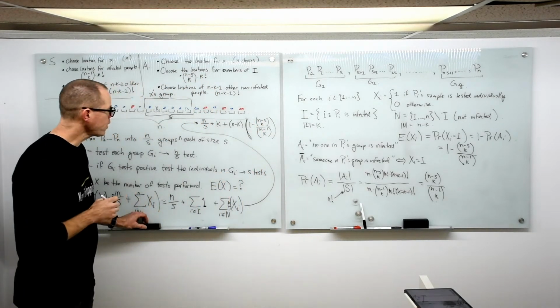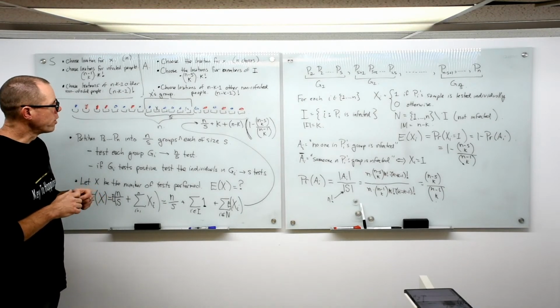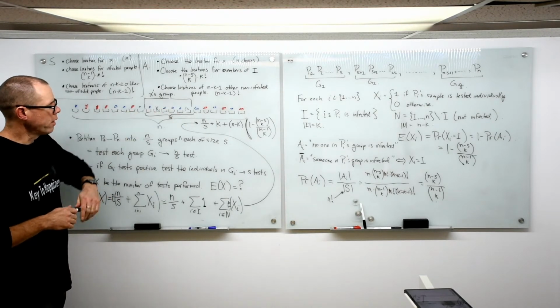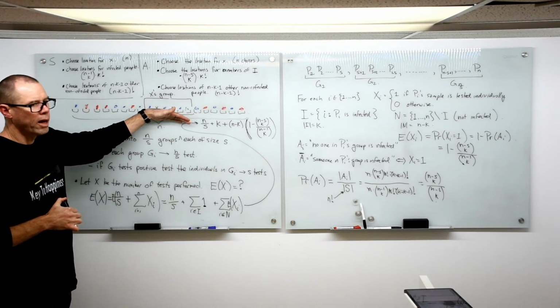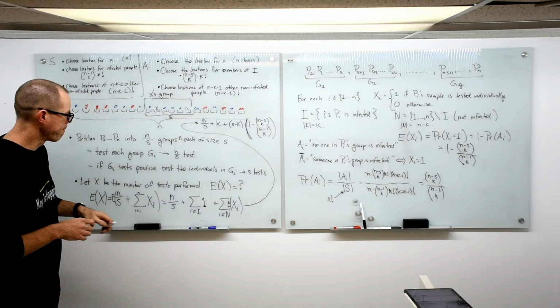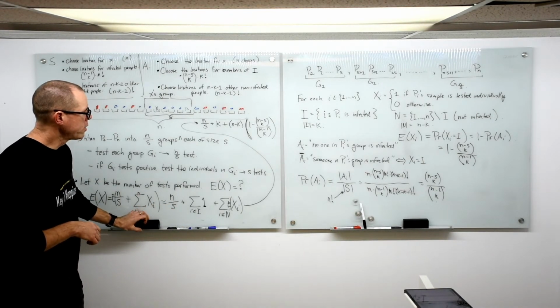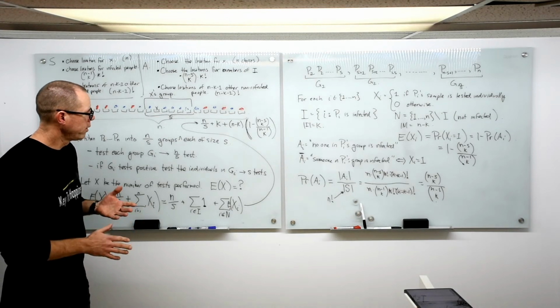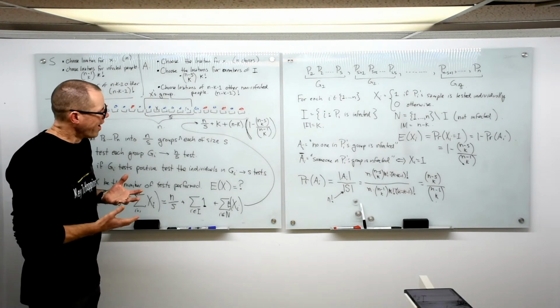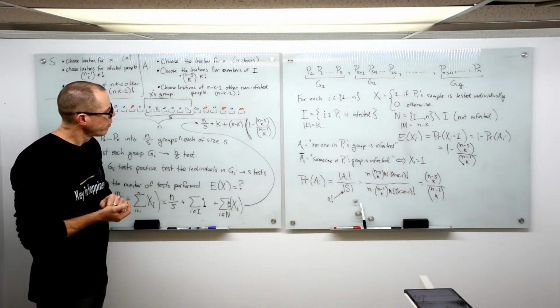Okay? So that is, if we use this procedure, that's the expected number of tests that we have to perform. Okay? Good. So, not easy to understand exactly what's happening here. I mean, it's not super intuitive.